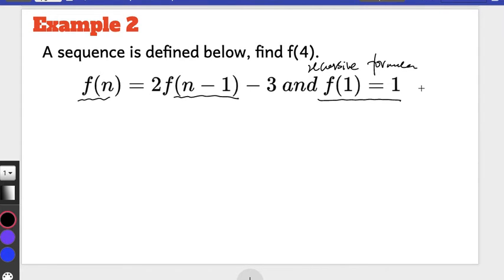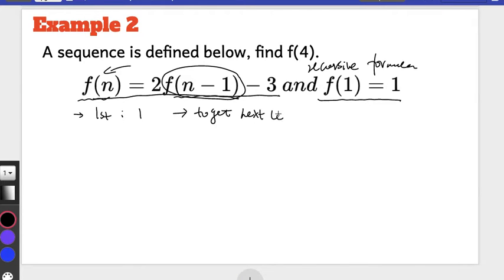And we need to understand 2 things. The first term is 1, and then we use this one to tell us the relation between any 2 consecutive terms. So this one is the term before this. So as we can see, in order to get the next term, what do we need to do? Take this one, times 2, then subtract 3, right? So this is the most important thing we need to do.